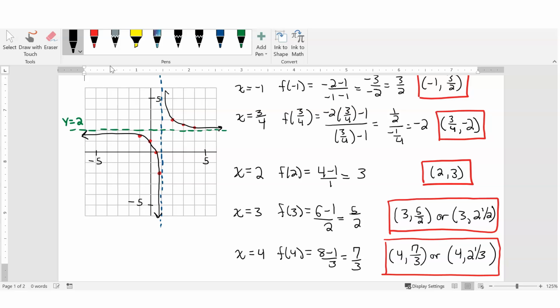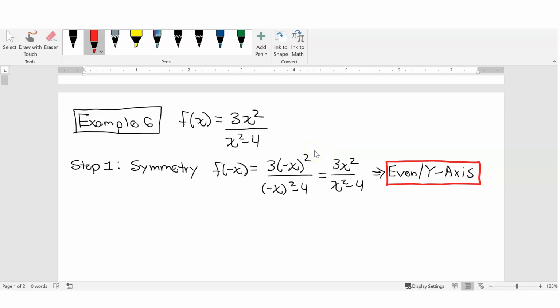Again, with step 6, use all the other information to frame the picture from steps 1 through 5. Fill in your intercepts, and then pick a few key points strategically to fill in the graph. Let's look at example 6 on page 420 of your textbook. So, now they've given us f of x equals 3x squared divided by x squared minus 4.